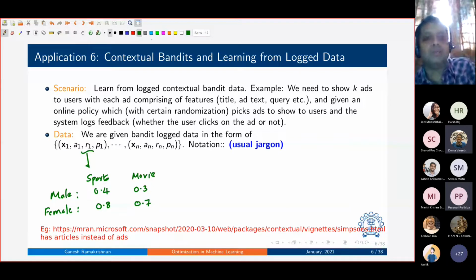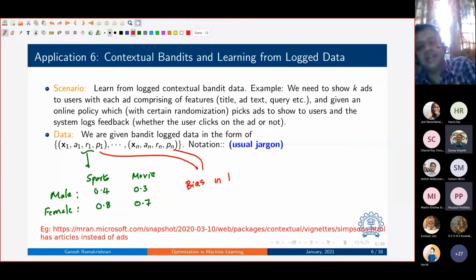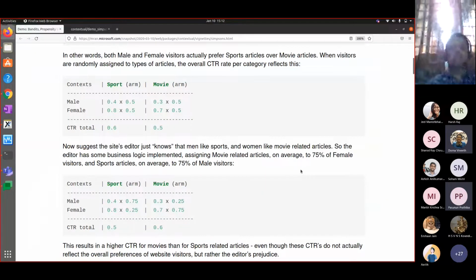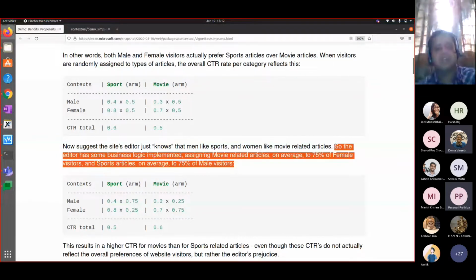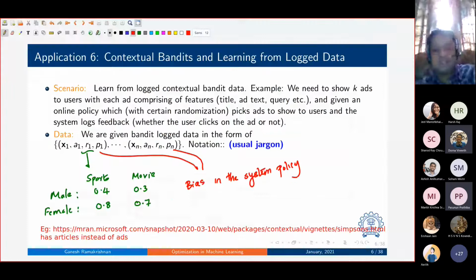But what I'm going to now bring out is the bias. So there's a bias in the system policy. And what's the bias in the system policy? This is exactly the policy. The editor has some business logic that assigns movie related articles on average to 75% of female visitors and sports articles to 75% of male visitors. Okay, so let's make a note of that.